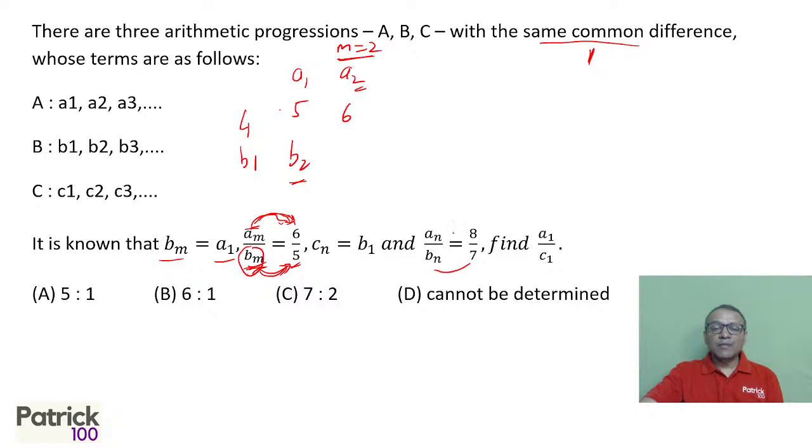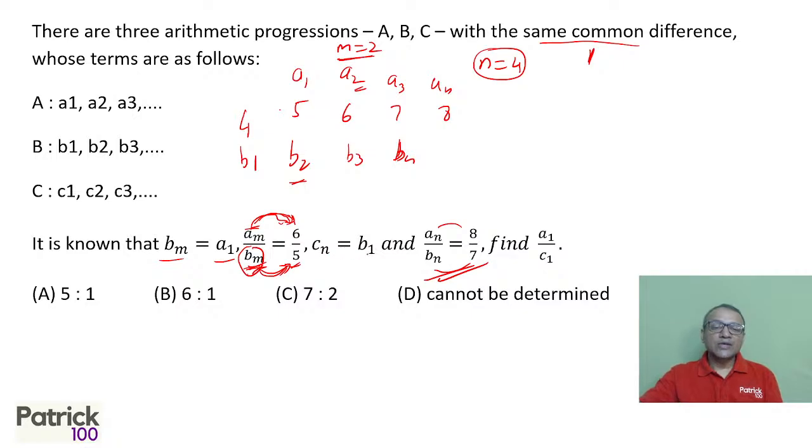Now we want BN to be 7 and AN to be 8, which comes at A3, A4, and if you look at B3, B4, you can make out that A4 upon B4 is 8 upon 7, which satisfies. So you can make out N is equal to 4.